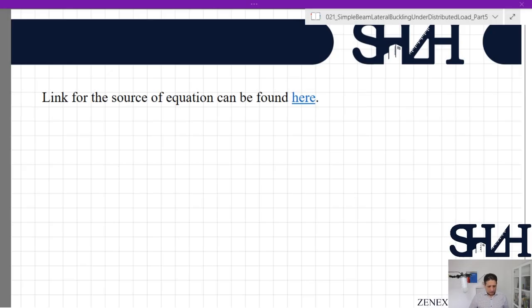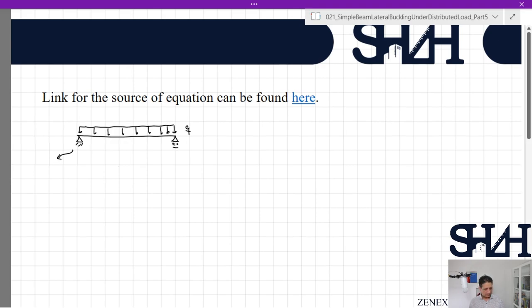The source of the equation used is given here in the notes, where you can find the equation. Let's have a look at what we had earlier. We assume that we have a beam under distributed load Q, and we assume that the supports are completely fixed in terms of rotation at both ends. So if this is X, rotation about X was zero.